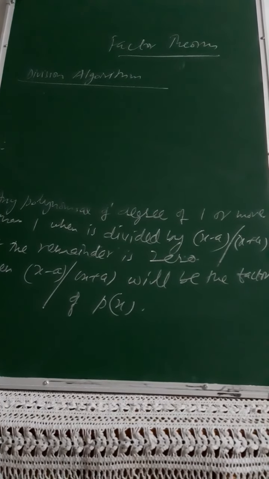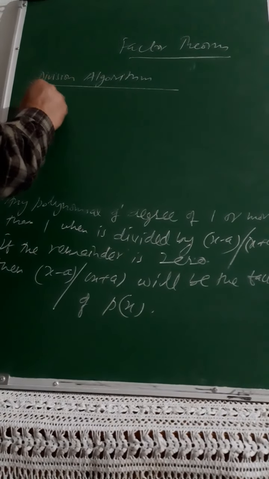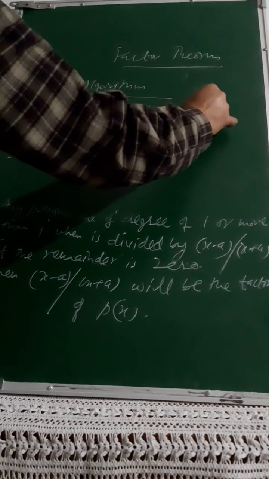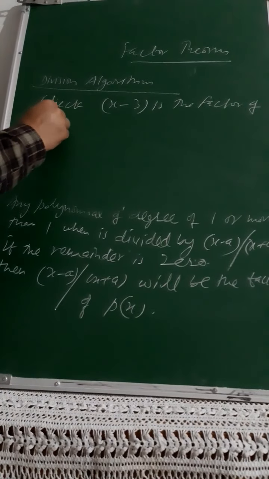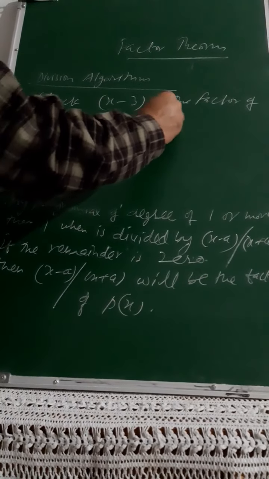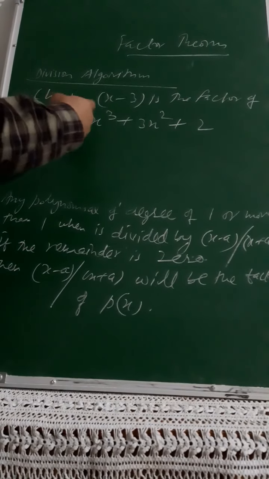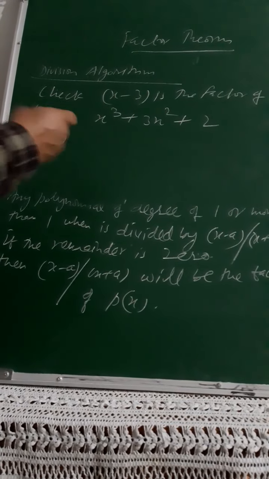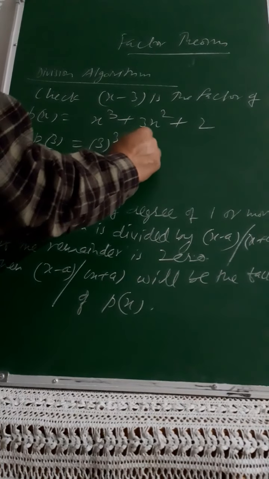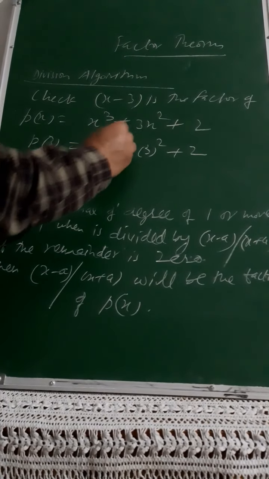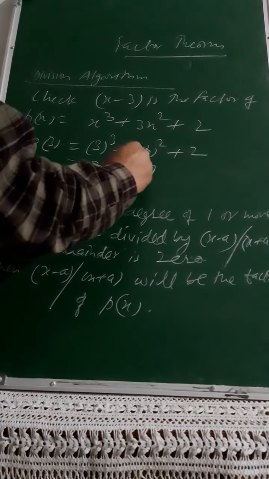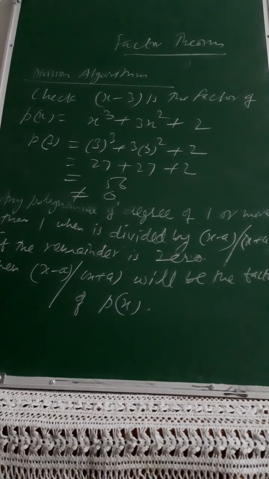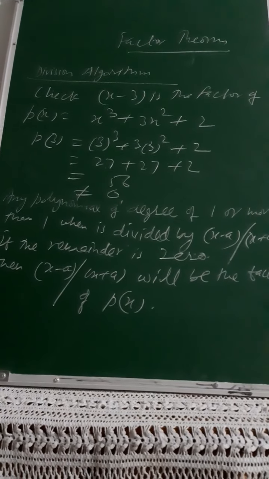Now, from the application point of view, check whether x minus 3 is a factor of p(x) is equal to x cube plus 3x square plus 2. So, when it is x minus 3, I know my remainder will be p(3). If it is minus, it will be plus; if it is plus, it will be minus. That means I have to replace x by 3. 3 cube is 27, 9 threes are again 27, plus 2, that is 54 plus 2 is 56, which is not equal to 0. Hence, x minus 3 is not a factor of p(x).